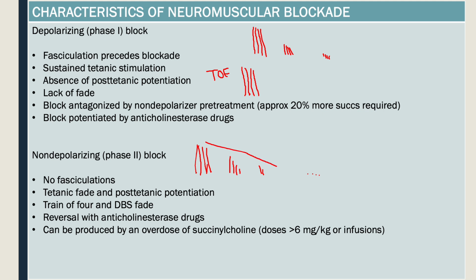Okay, there's no fade here. That should be at the top. No fade. All right, this is fade. We're going to get into this more later, but just to talk about it before we get into reversal agents, remember that sucks normally causes a phase 1 block. Fasciculations, sustained tetanic stimulation, no post-tetanic potentiation, no fade. It can cause a phase 2 block, but normally you get a phase 2 block from your non-depolarizers, and hopefully you're not giving greater than 6 milligram per kilo of sucks.